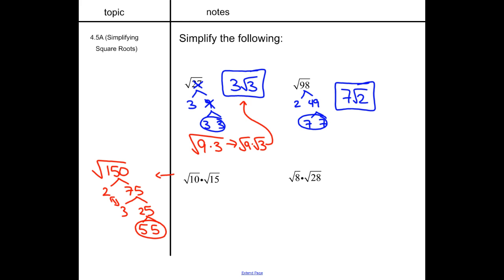We need to multiply what's left on the inside. So we're left with 5 times the square root of 2 times 3, which is really 5 times the square root of 6. Now I could do that.